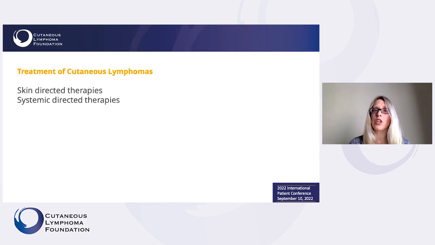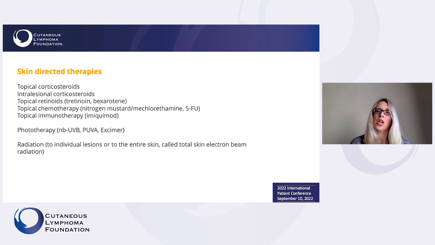Now, when we look at treatment of cutaneous lymphomas, we have two ways that we can go. We can direct the treatment at the skin, or we can direct the treatment at your entire system. So some of our skin-directed treatments include topical corticosteroids. Those are the topical steroids. We can also use intralesional corticosteroids. That's where we inject a steroid medication into an individual lesion.